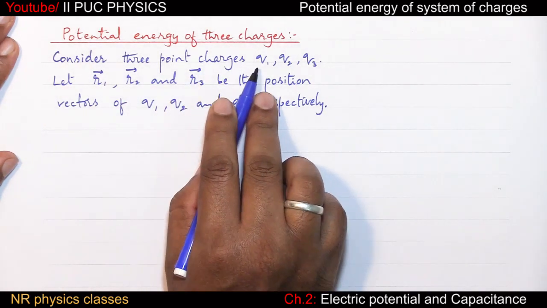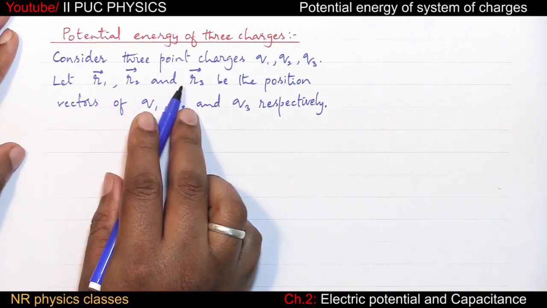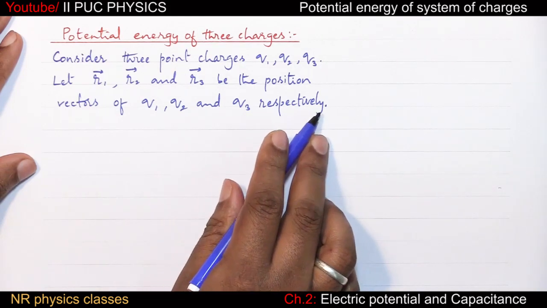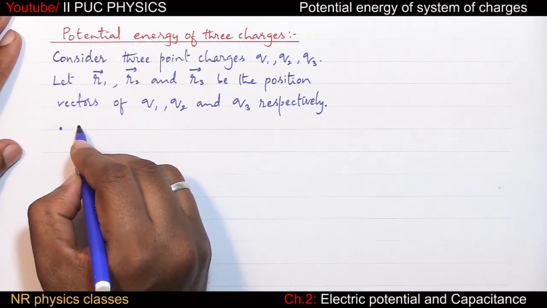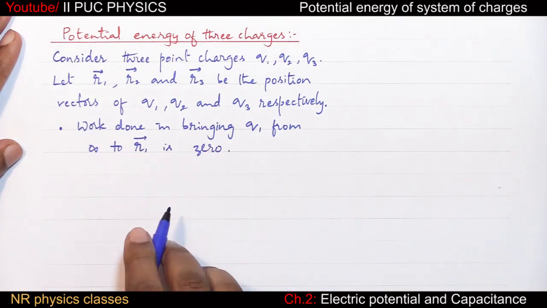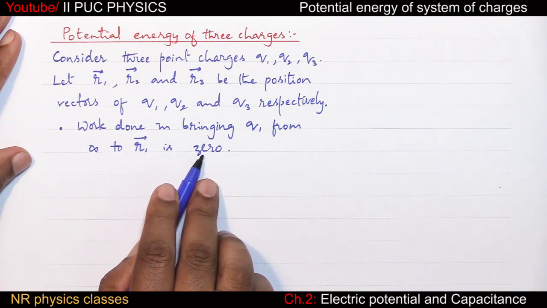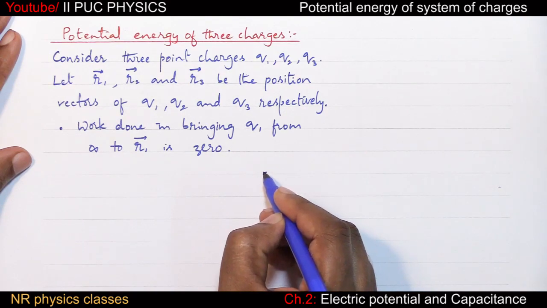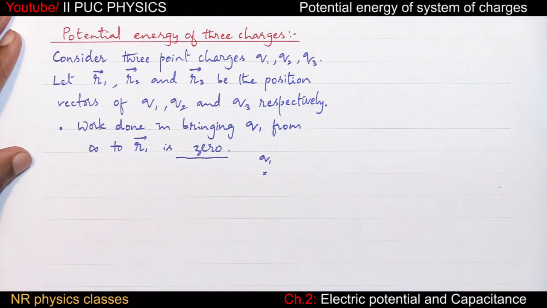Consider 3 point charges Q1, Q2, Q3. Let R1, R2 and R3 be the position vectors of Q1, Q2 and Q3 respectively. First step, work done in bringing Q1 from infinity to R1 is 0. Initially, in a charge free region, we are bringing just Q1. Therefore, the work done is 0. No issues.